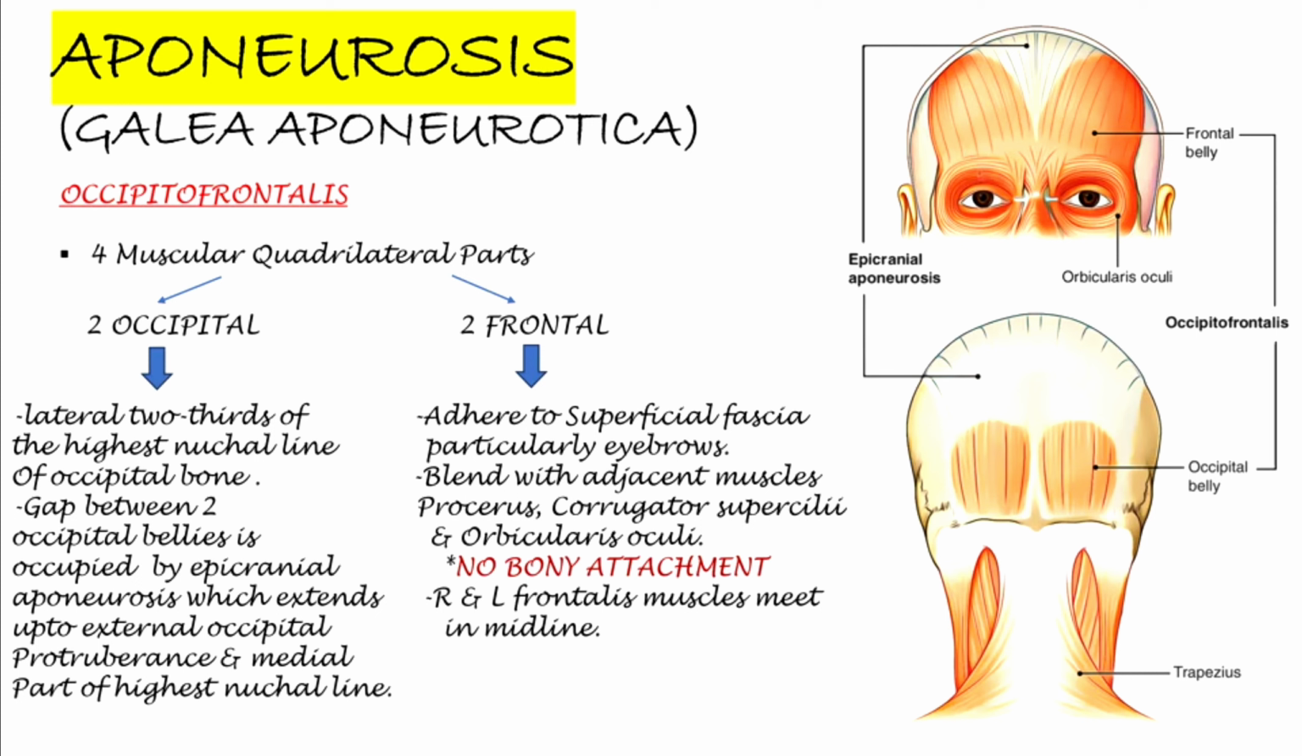The frontal bellies attach to superficial fascia, particularly the eyebrows. It has no bony attachment. These muscles blend with the adjacent muscles like procerus, corrugator supercilii, and orbicularis oculi. The right and left frontalis muscles meet in midline, while the occipital bellies don't meet at all.